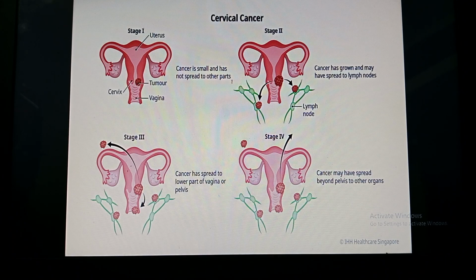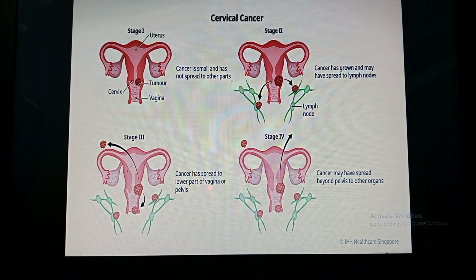So you can see in the picture, first picture, the cancer is small and has not spread to other parts. Here you can see. In the second picture, the cancer has grown. This is stage 2, okay. The cancer has grown and may have spread to lymph nodes. See, here you can see the lymph node, it has already spread.